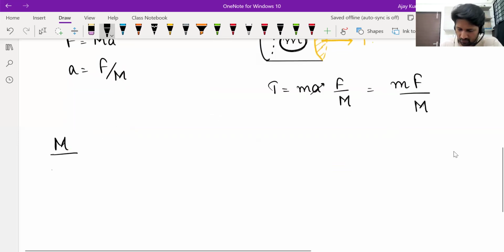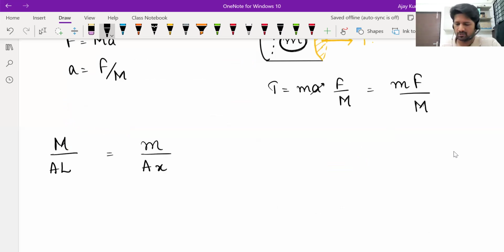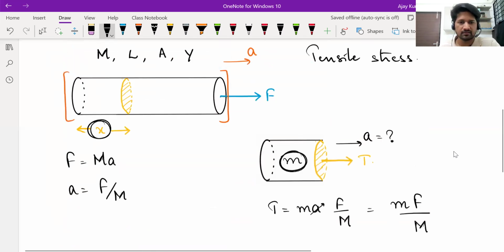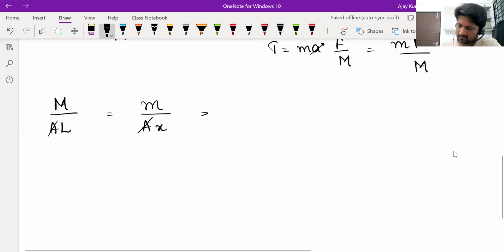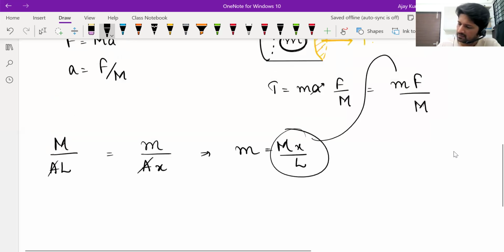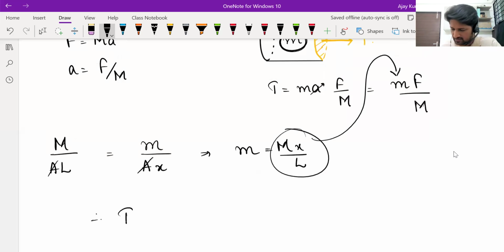Total mass by total volume of cylinder. Volume is area of cross section into length. Should be equal to small mass divided by small volume. Area of cross section multiplied with the length. The length of the small part that we took is x. That's all. Capital A gets cancelled. So small m becomes capital M x divided by L. Substitute this here. You get tension there as capital Mx by L multiplied with F divided by M. Cancel. Tension becomes Fx by L.